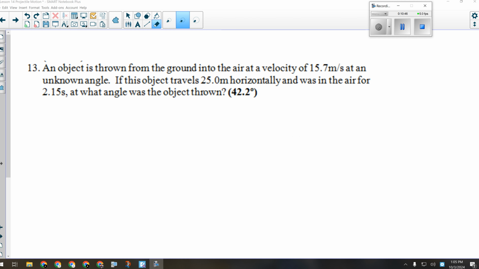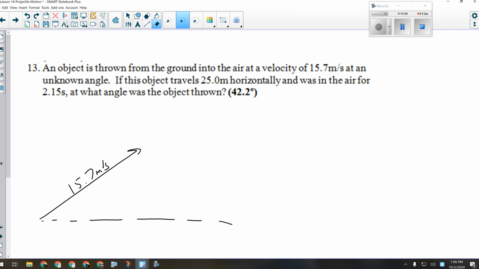So for number 13 here, we got this object thrown from the ground into the air at 15.7 meters per second. What we don't know is the angle that it is thrown at. So I've got one side of the triangle. I'm looking for the angle, which means I need at least one other side of the triangle. Agreed? Okay. So we know the object travels 25 meters horizontally, and we know that it was in the air for 2.15 seconds.